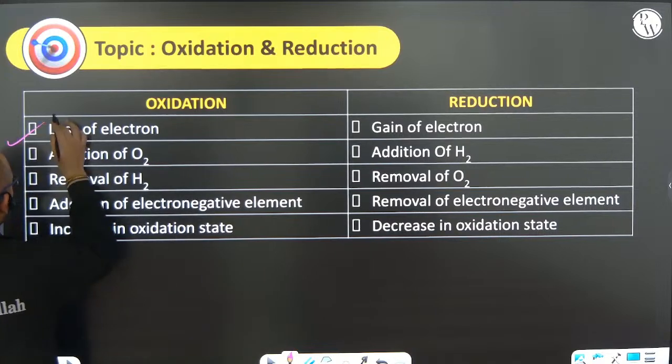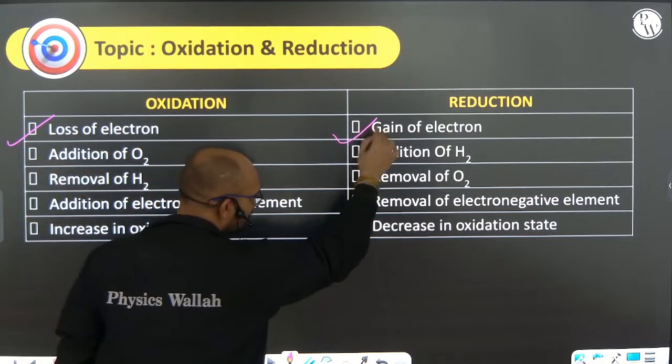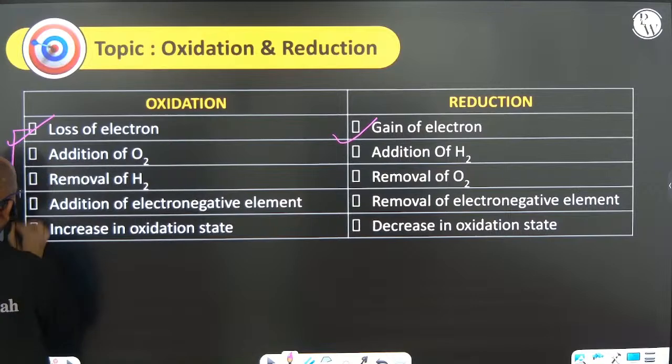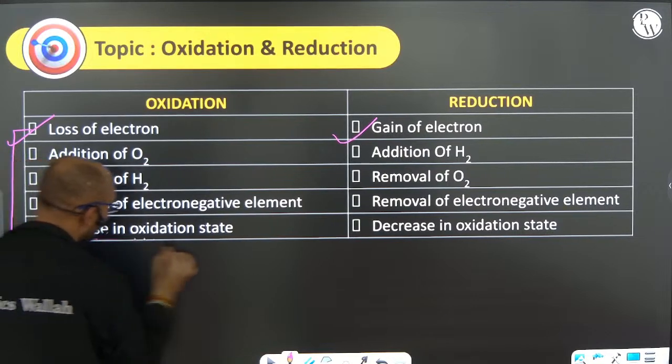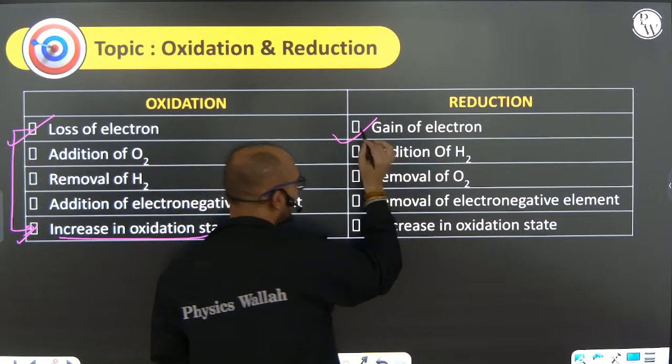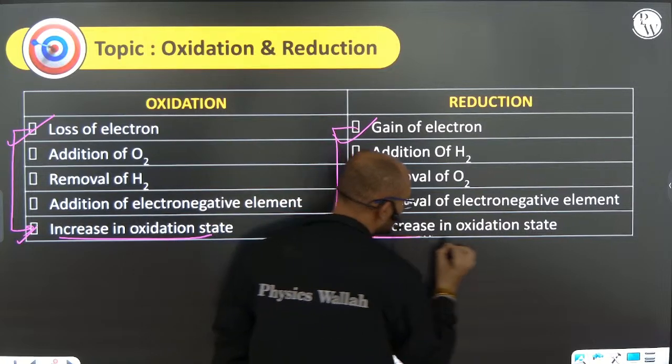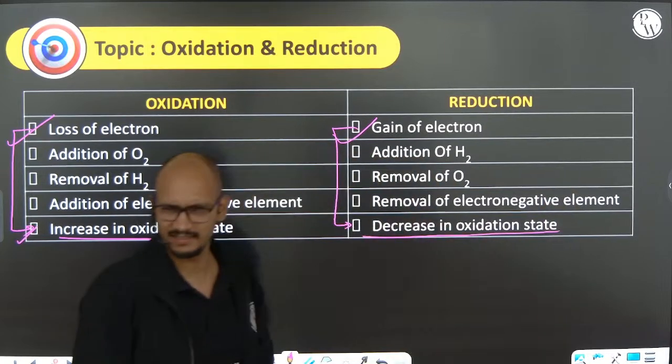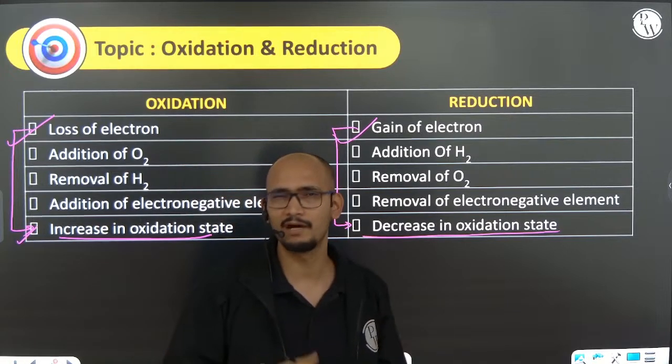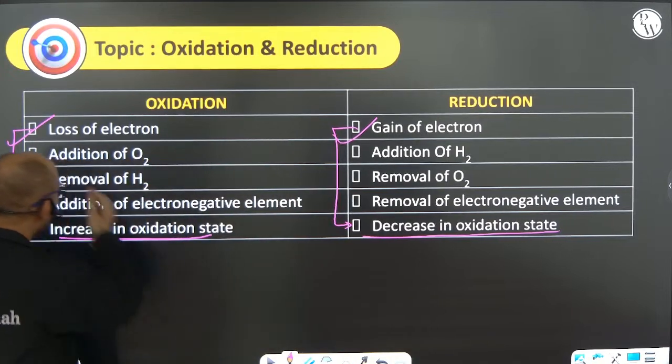So I would say loss of electron is oxidation, gain of electron is reduction. Loss of electron translates to increase in oxidation state, and gain of electron translates to decrease in oxidation state. If you remember these two things, that will be enough, because the others have many exceptions, like addition of O2.